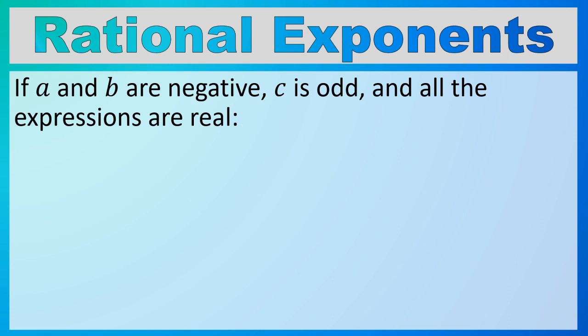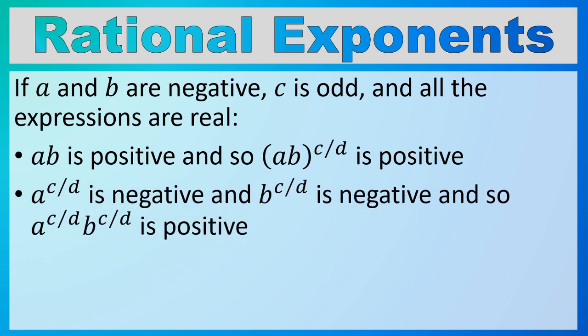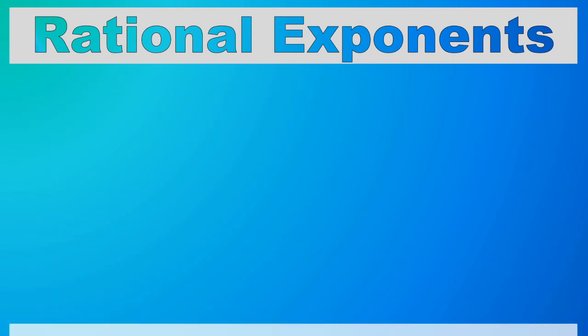If both A and B are negative, C is odd, and all expressions are real, then AB is positive, negative times negative is positive, and so that expression is positive. That expression is negative, and that expression is negative, so that expression is positive, and so the property holds true.